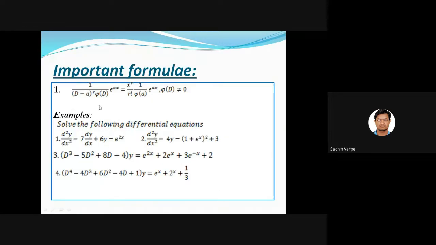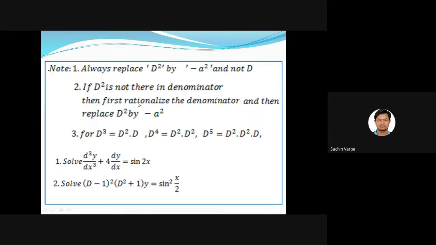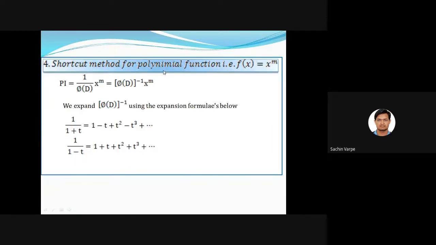Then for the second, sine or cos, it says replace d square by minus a square, provided that that should not be the case of failure, and so on. Next one is for the hyperbolic function, we have discussed replacing d square by plus a square, or we can convert those hyperbolic functions into exponential function. Then case number 4 as a polynomial function case.